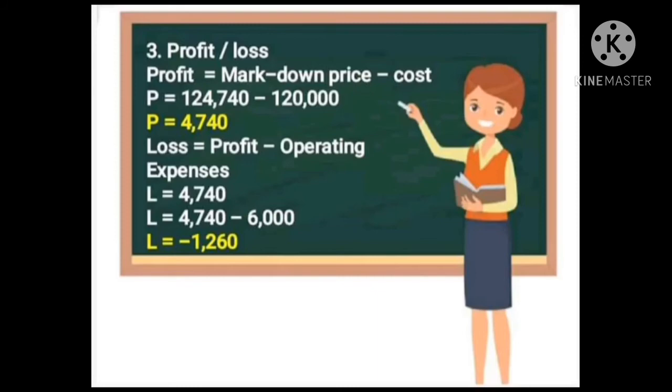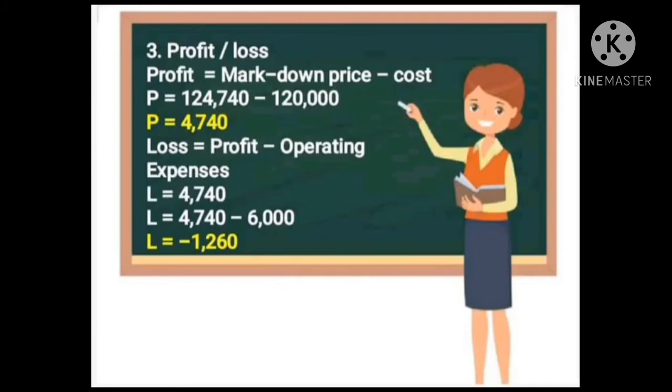Now, we're going to solve the profit and loss. We solve first the profit. The formula of profit is equal to markdown price minus cost. Let's proceed to the solution. The solution of profit is P equals 124,740 minus 120,000. Now, let's solve it. And the answer is P equals 4,740.